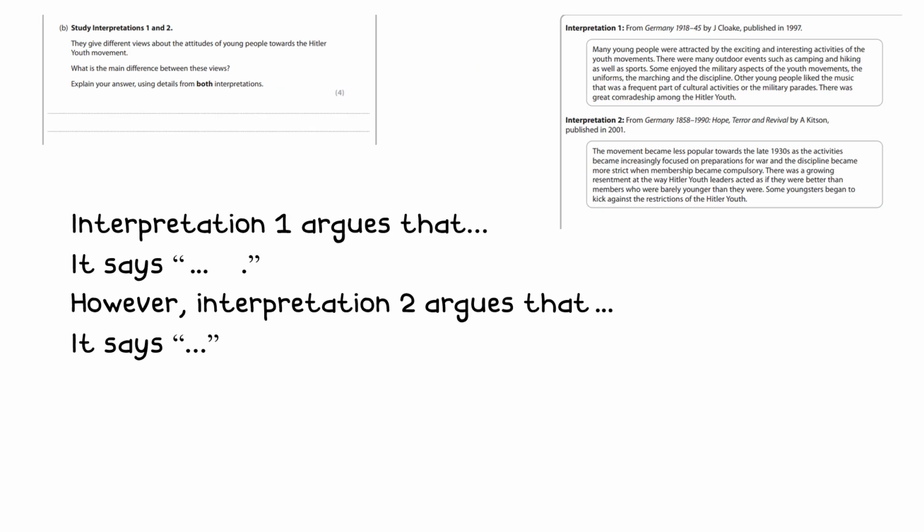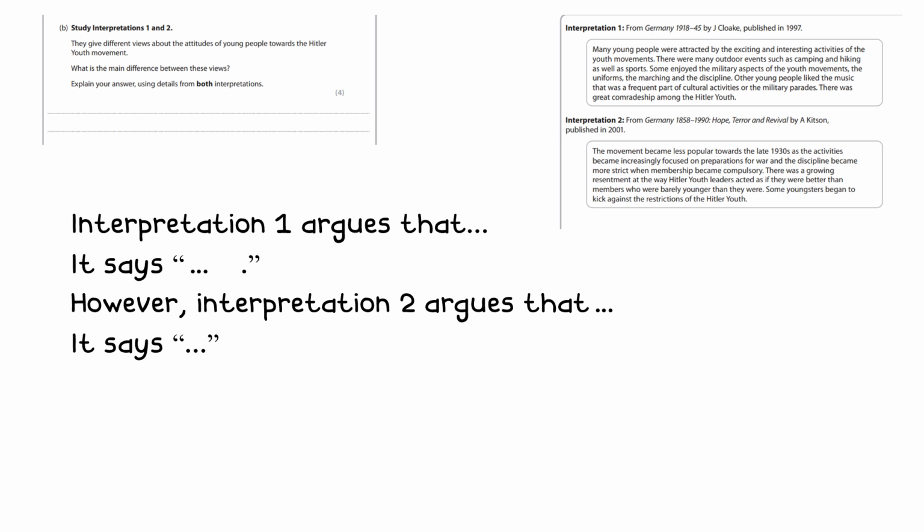And then we come to 3B. And again, this is a question that everybody in the year is going to get full marks on because it doesn't require historical knowledge. It requires you to think about technique. So a 3B asks you to study interpretations 1 and 2, and you can see them there on the right of your screen. And it asks you, what is the main difference between these views? You've got to explain your answer using details from both interpretations. So what you're going to do before you write your answer is just spend 2 minutes planning it.